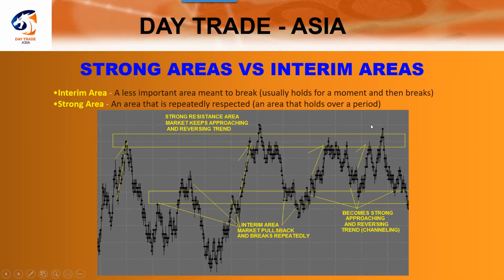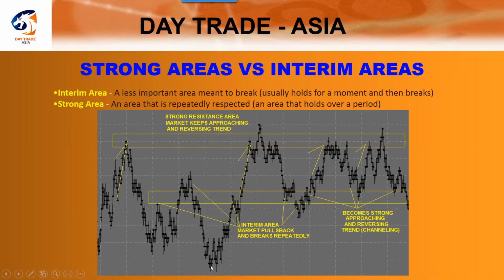Same thing with here. This is what I would call a strong area of resistance. Why? Because from this point on, you see how many times it tested, it never really broke it. This is your highest point. Price never went above that. That would be your strong area of resistance.